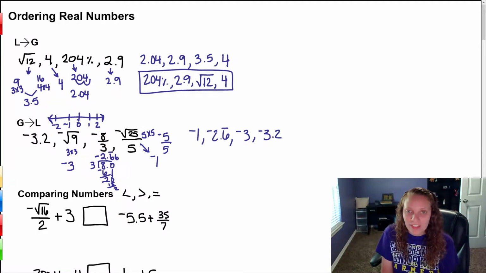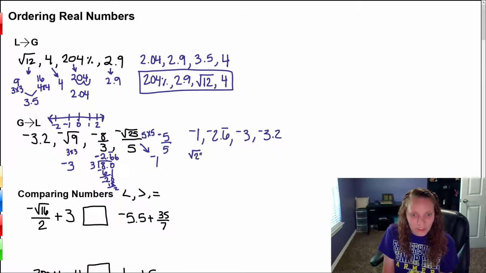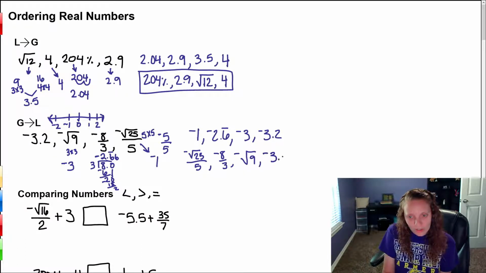Now let's rewrite these numbers to how they originally looked. So -1 was the negative square root of 25 over 5. -2.6 repeating was -8 over 3. -3 was the negative square root of 9, and then -3.2 did not change.